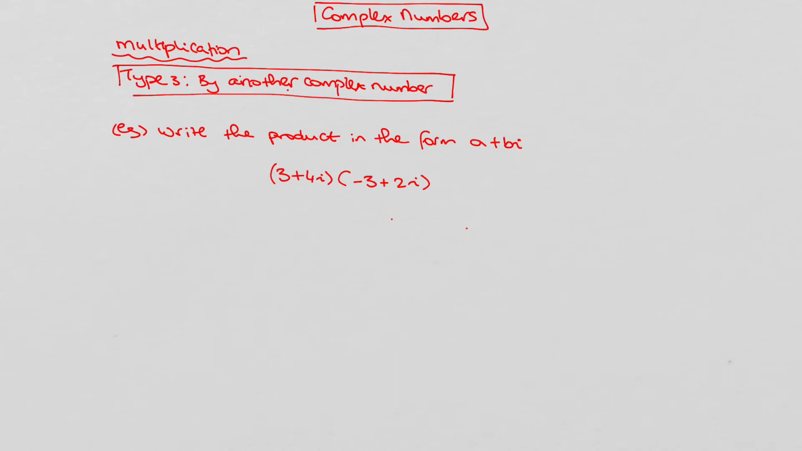Complex numbers multiplication, type 3, by another complex number. So in these questions here, we're going to be asked to multiply two complex numbers by each other.